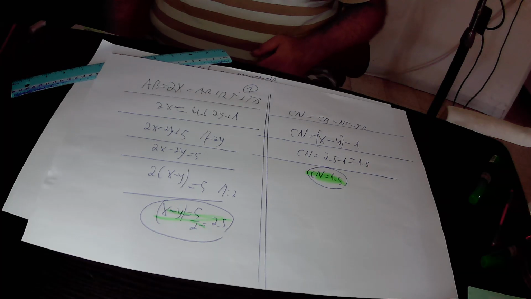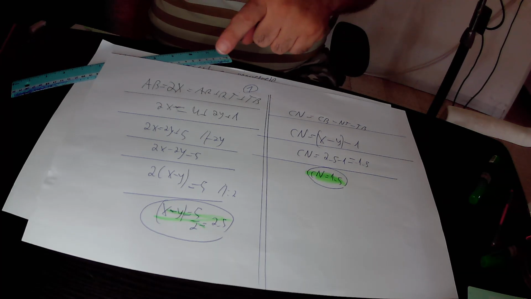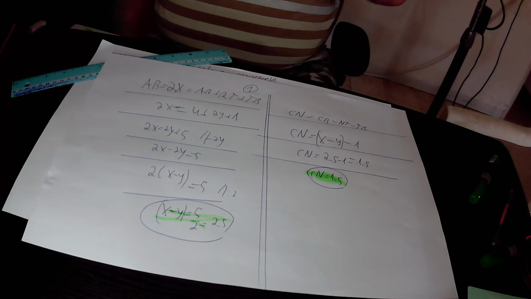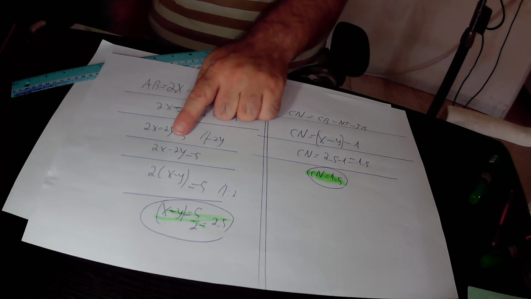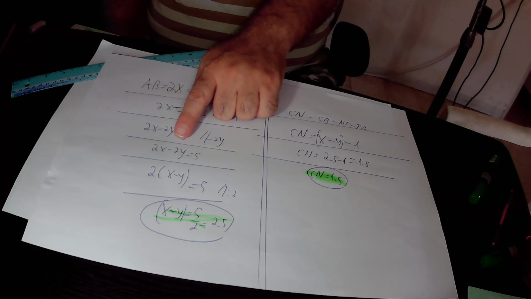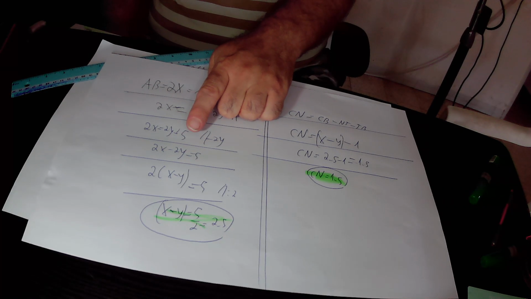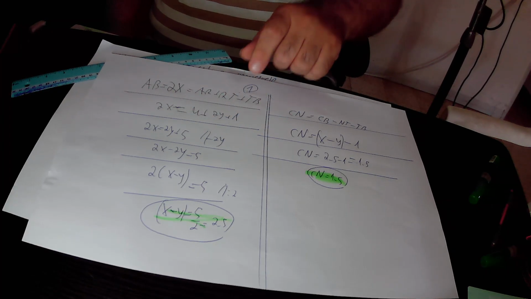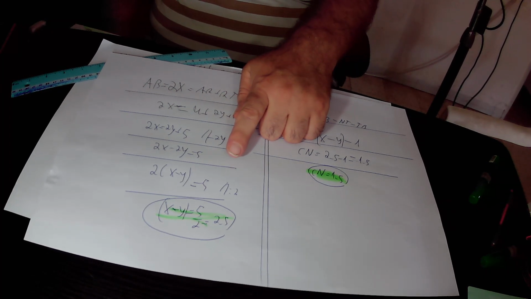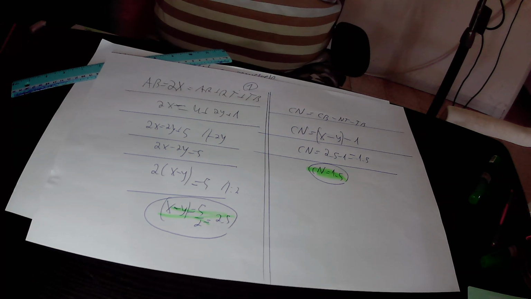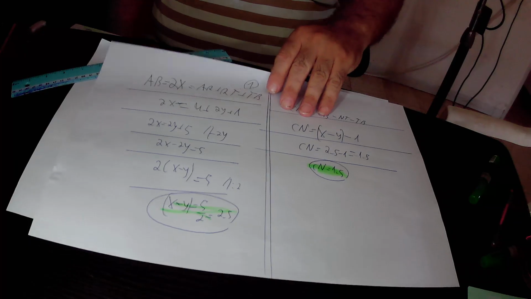Here we subtracted 2y from this equation, and we found out that 2x minus 2y equals 5. Here we took 2 as a common factor from those two expressions, so inside the brackets we have x minus y. So in total, 2 times x minus y equals 5. Here we divided this equation by 2, and we found out that x minus y equals 5 over 2, that is 2.5.